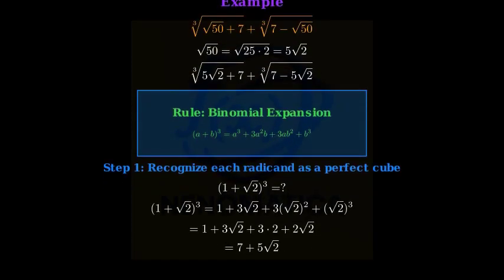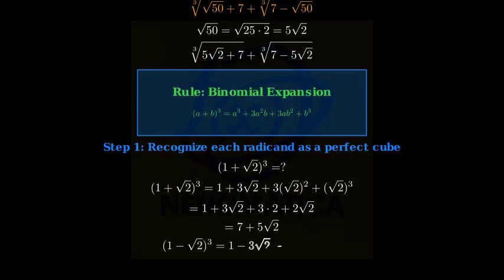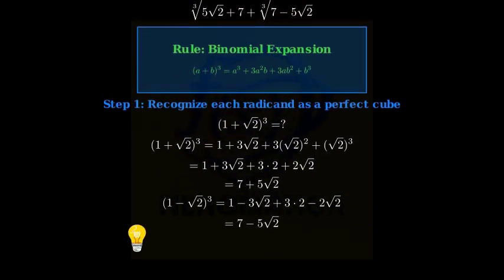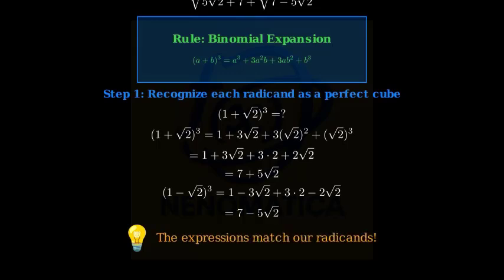Similarly, for 1 minus square root of 2, cubed, we get 1 minus 3 square root of 2 plus 3 times 2 minus 2 square root of 2. This simplifies to 7 minus 5 square root of 2. Did you notice? The expressions inside our cube roots are exactly these results. This means we can rewrite our original cube roots using these perfect cube patterns.